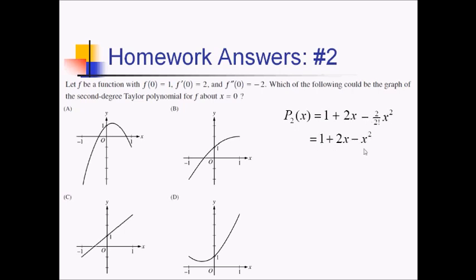But now, at this point, I have to graph this thing. It's an upside-down parabola, I know that. That doesn't really narrow it down. I mean, A looks more parabola-ish, but B may have just gotten cut off. So let's actually graph this out.